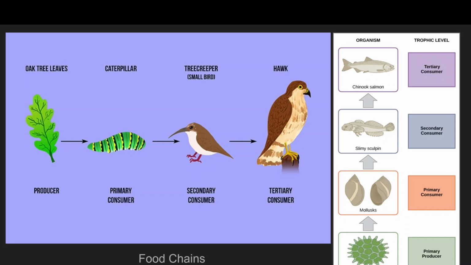And this whole time he's getting a little bit of energy from the producer. But each link in the food chain reduces the energy from the original producer. So each link in the food chain, you lose a little bit of energy from the original source.